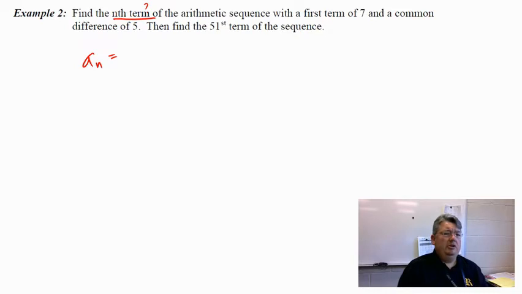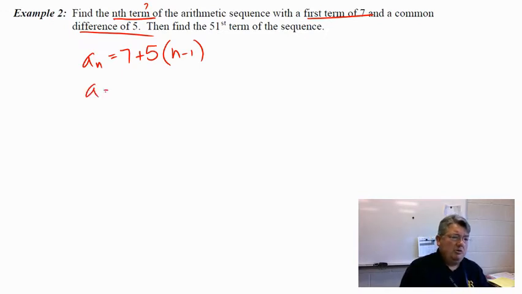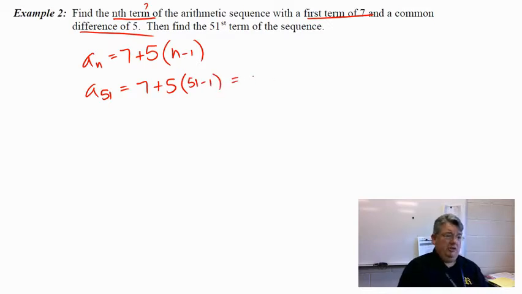Well, the nth term, first term is 7, so it's going to be 7 plus common difference of 5 times n minus 1. There's the nth term. The nth term just means find an equation. Now, find the 51st term of the sequence, a sub 51. Well, that's just 7 plus 5 times 51 minus 1, which is just 7 plus 5 times 50, which is 257.